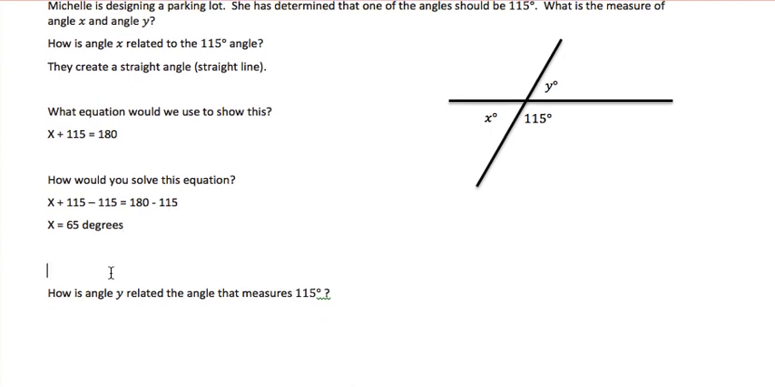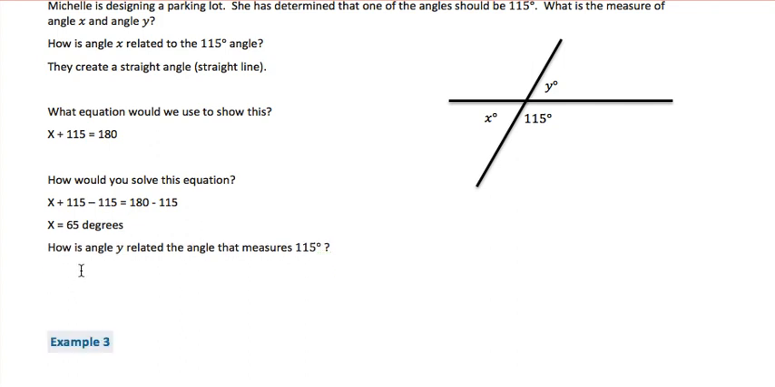And this is a very interesting relationship because the second part of this problem asks us how angle y is related to the 115-degree angle. And if we lay a sheet of paper down along those two, we also find that they also create a straight angle. In which case we know that the measurement of y is also 65 degrees.